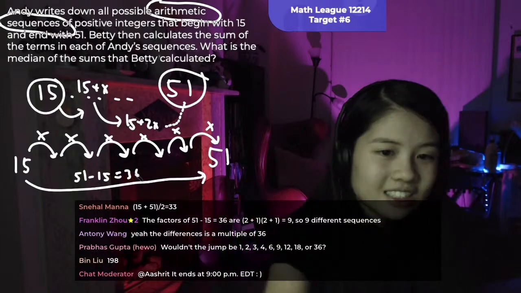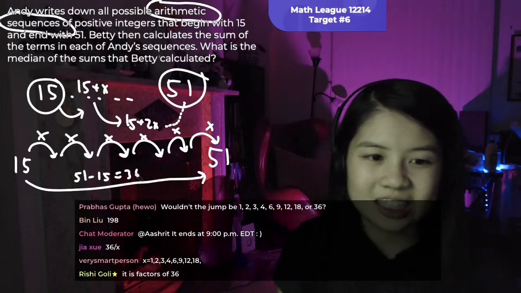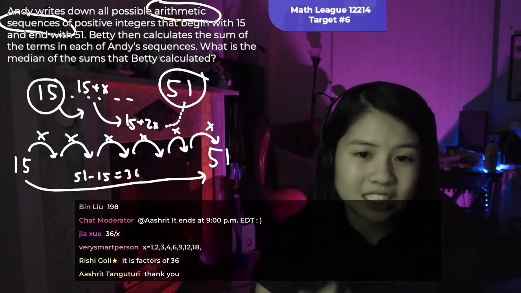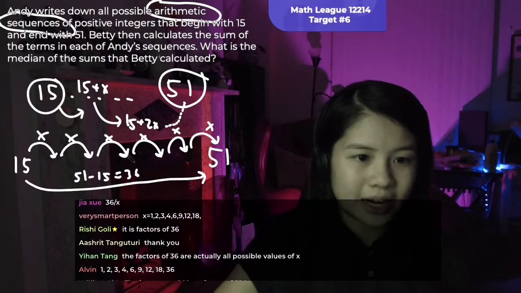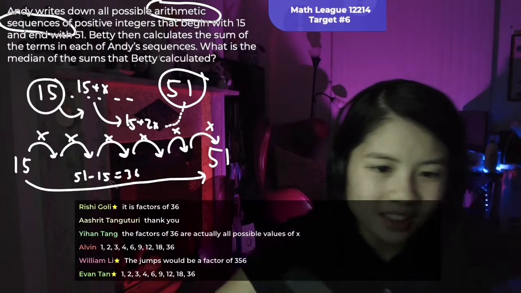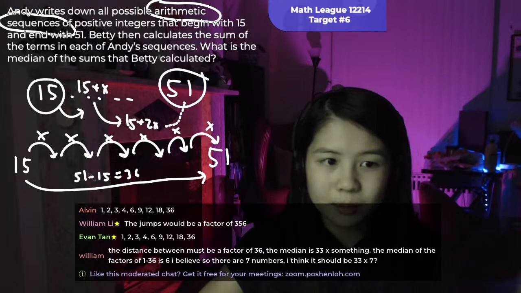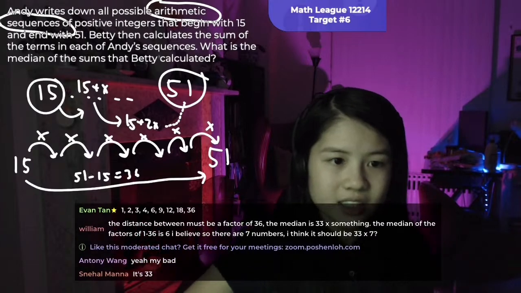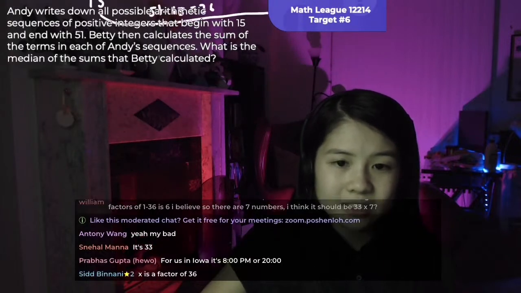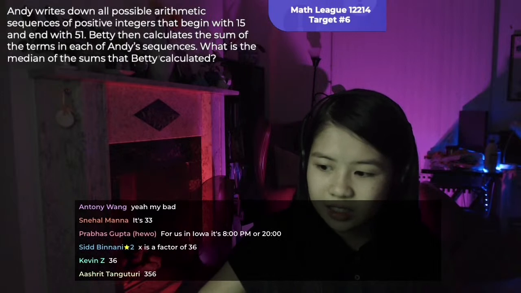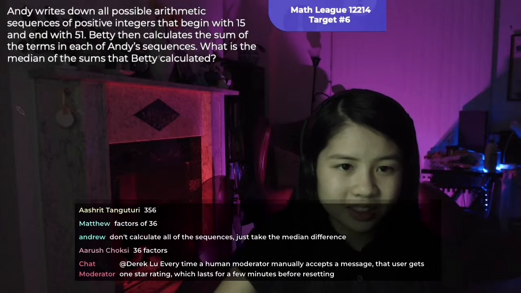So this is where I saw you guys were talking about 36. Anthony says the difference is a multiple of 36. Well, I think you meant to say 36 is a multiple of the difference, because you can see that x is a factor of 36. William says it too, because you have a bunch of x's all added together and they sum to 36. So x is a factor of 36. We know that. And now we just have to see, do all factors of 36 work or only some of them? Let's see. So how about we try x equals 1?